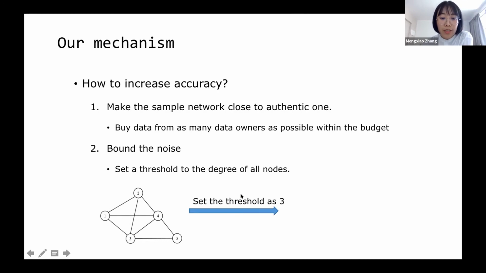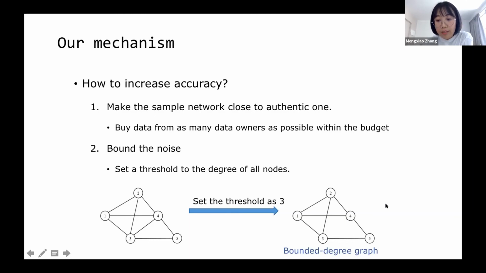Then if we set the threshold at 3, we can just remove some edges, and we get a graph with the degree bounded by 3. Now, if we conduct the edge count query on this bounded degree graph, we can find that the sensitivity is bounded by 3. In such a way, we can bound the noise and thus increase the accuracy. And we are going to use this idea in our design.